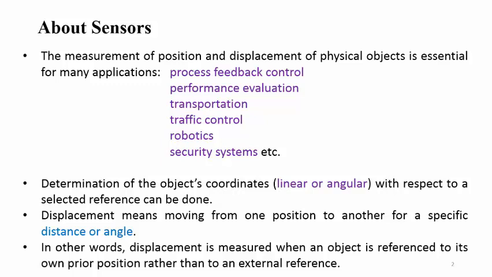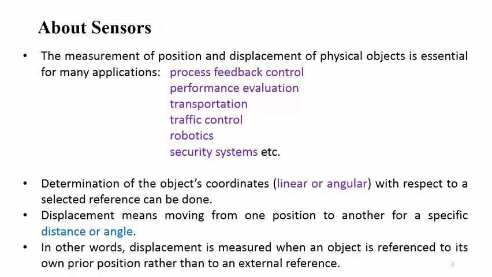In the sensor, two kinds of sensors are mainly used to measure the position or displacement, categorized as contact and contactless sensors. Measurement of the position and displacement of a physical object is essential for n number of applications, for example process feedback control, performance evaluation of the system, transportation applications, traffic control, robotic applications, security and surveillance purposes.